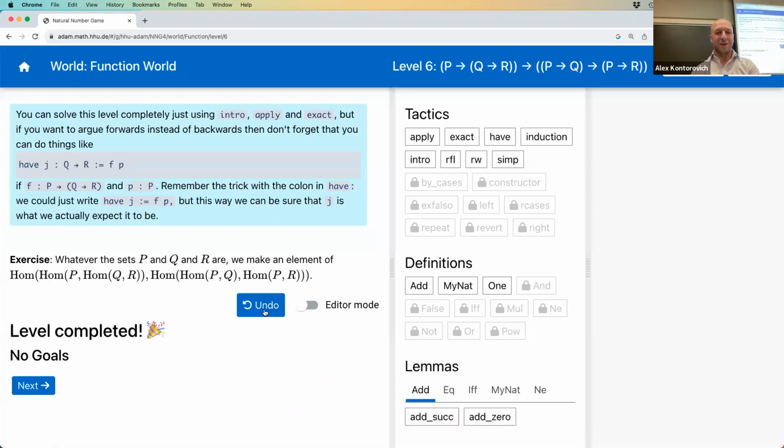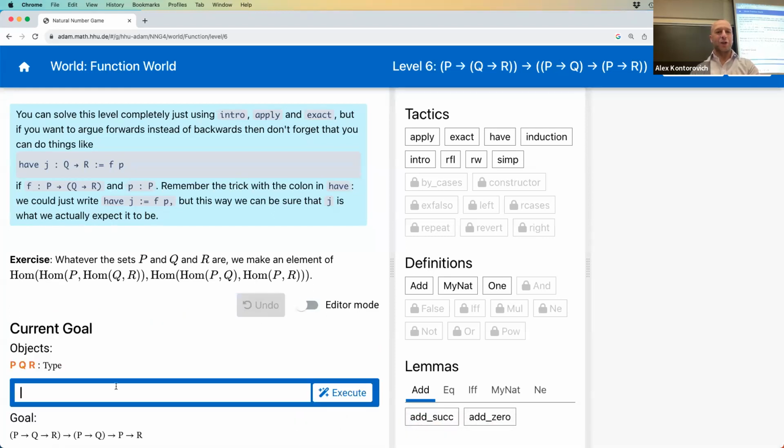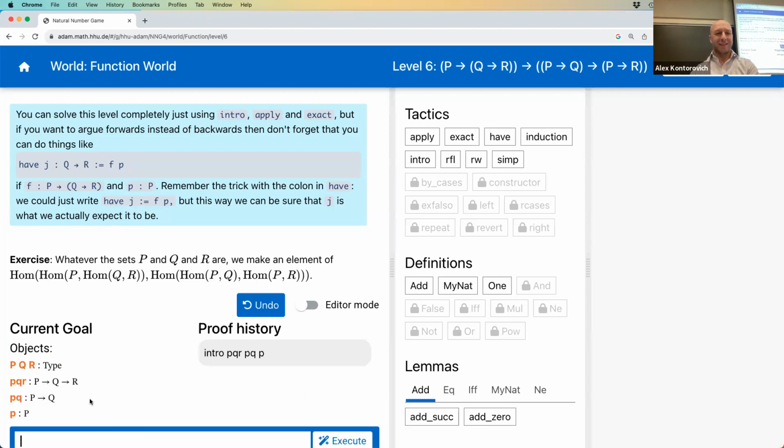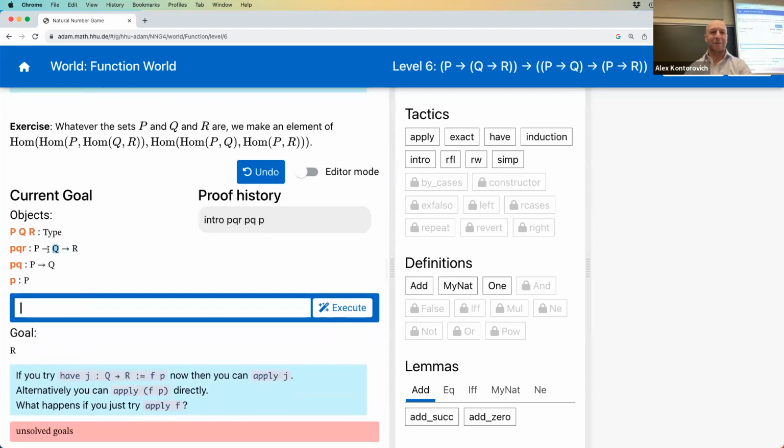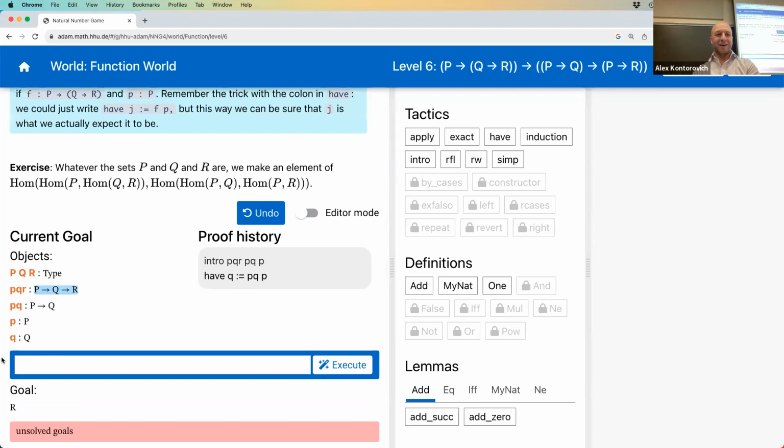Okay, let's do it the most standard way too. So we should intro PQR, then intro PQ, then intro P. So that'll give us three things. One is P implies Q implies R, one is P implies Q, and one is P. And now we can build things up. So I can have something I'll call Q. Q is PQ given P. And now that's called Q.